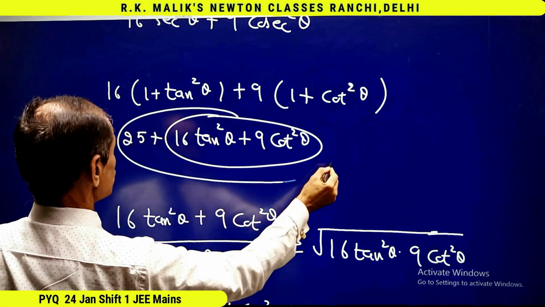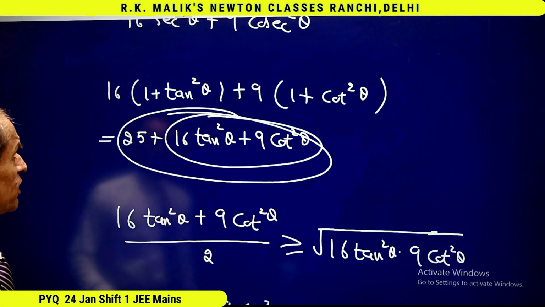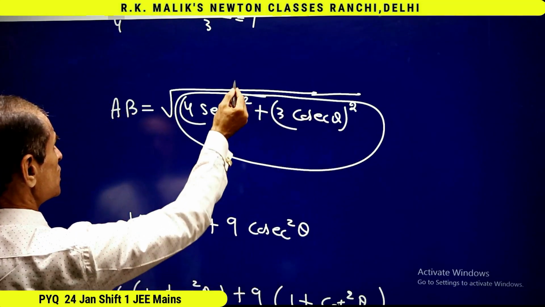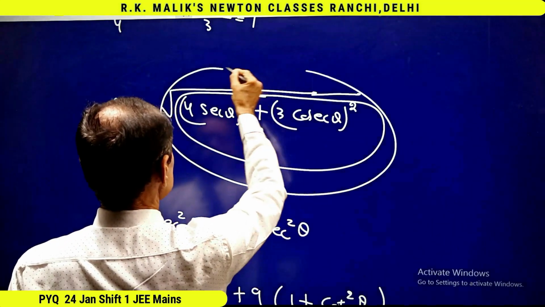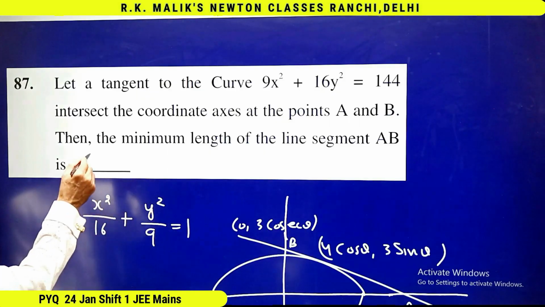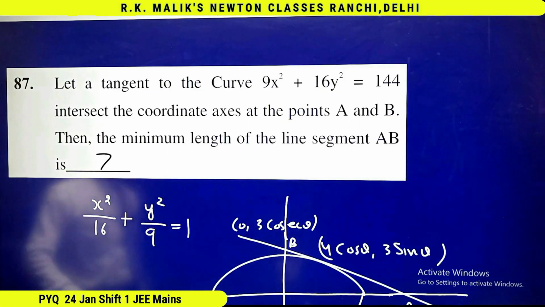Therefore, the minimum value of this whole becomes 49. That is, we have got the minimum value of this as 49. Therefore, the minimum value of AB becomes 7. Hence, I can say the answer to this question is 7.